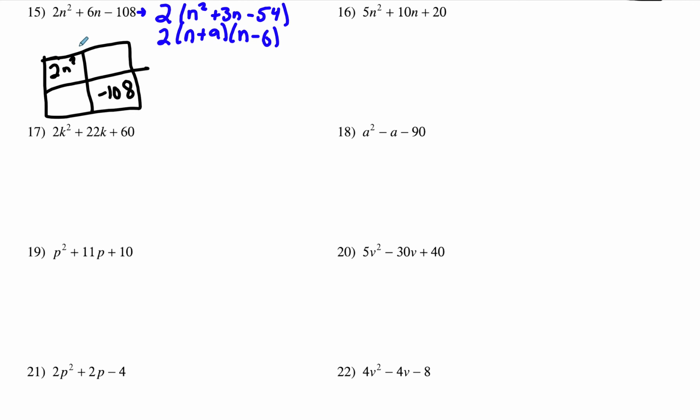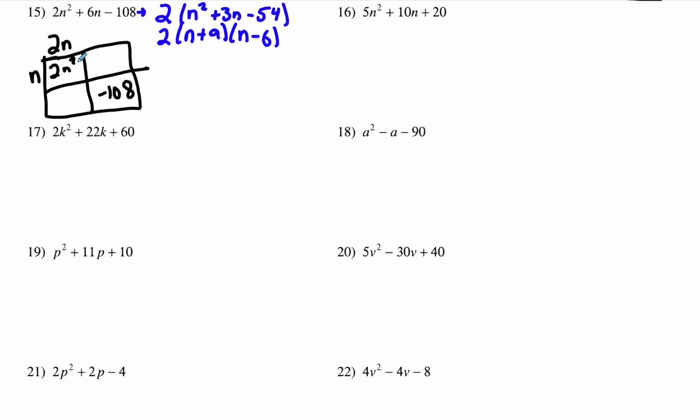So now I'd approach it like, how do I get 2n squared? Well, the only way here is I've got to get 2n and n. That's the only way to get 2n squared. Then I swing out and look at how I can get 108. Well, it's a negative, so again, I have to have a positive and a negative. But what goes into 108? Darn. So it turns out it's not a very easy question to answer.